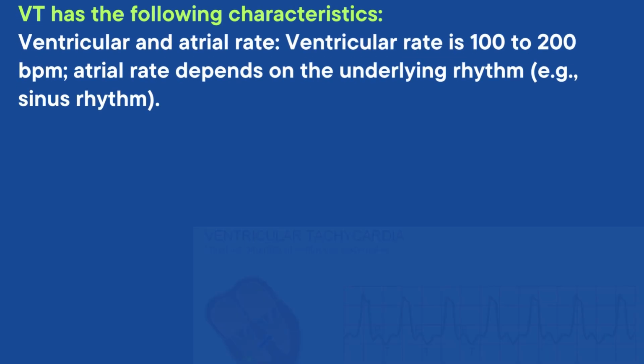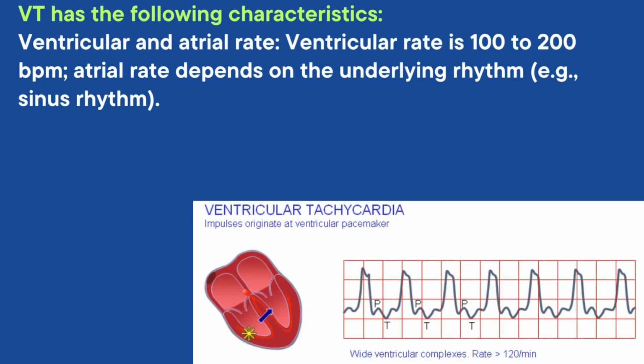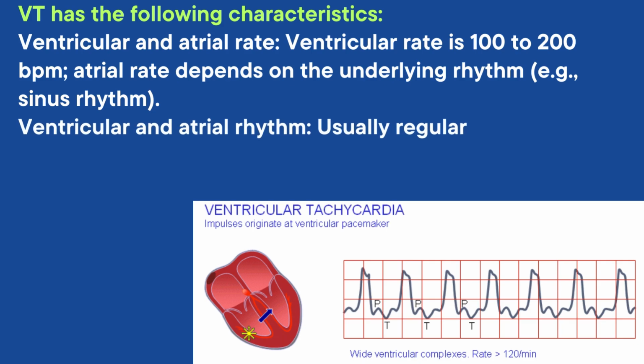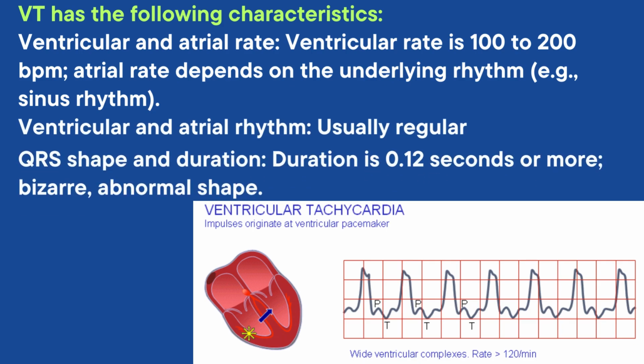The characteristics of ventricular tachycardia. Ventricular rate is 100 to 200 beats per minute. Atrial rate depends on the underlying rhythm. Ventricular and atrial rhythm may be regular. QRS duration is 0.12 seconds or it can be more. The shape will be bizarre or abnormal.